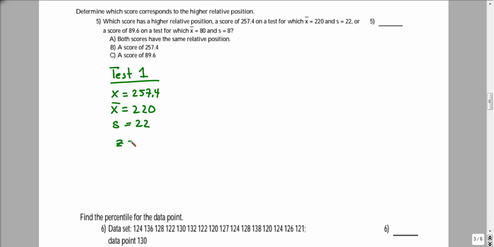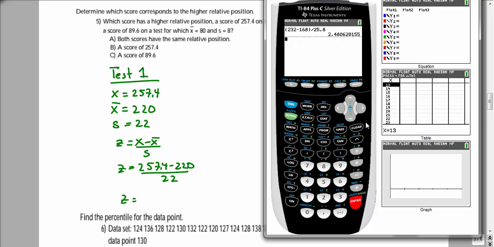So my standard score here is x minus x bar over s. So we have 257.4 minus 220 all over 22. So let's go ahead and find our z-score then for test 1. So make sure again we have parentheses around that numerator, 257.4 minus 220, close parenthesis, divided by 22. So I get 1.7 here for my z-score.